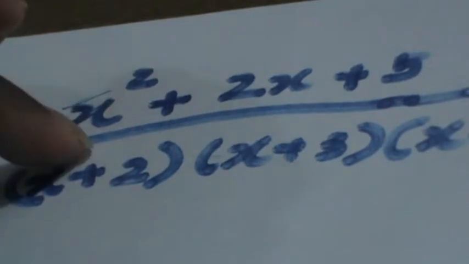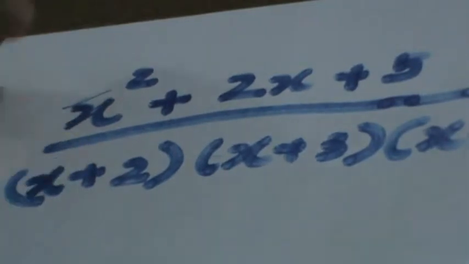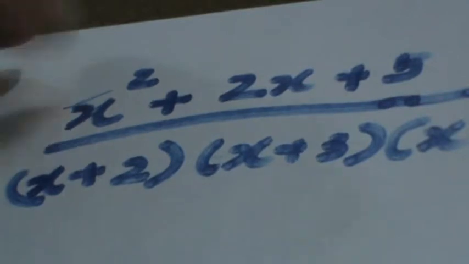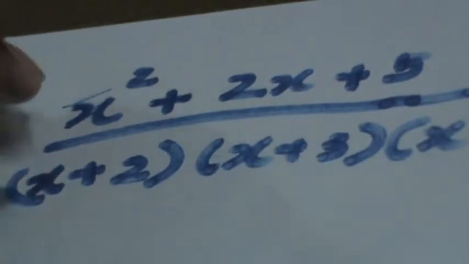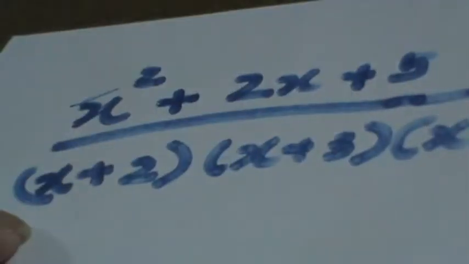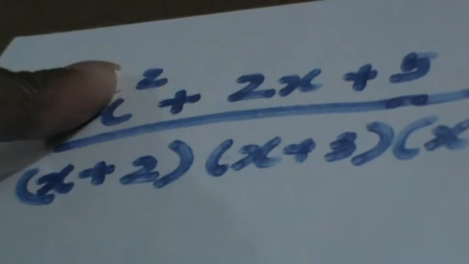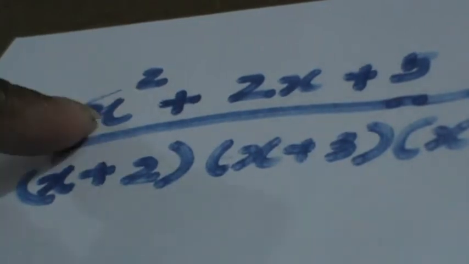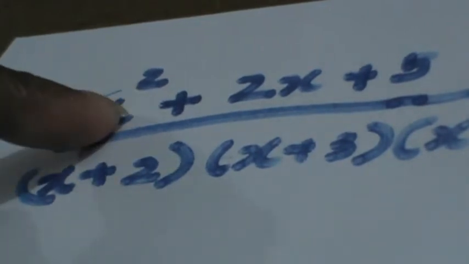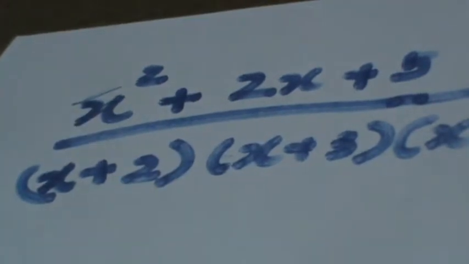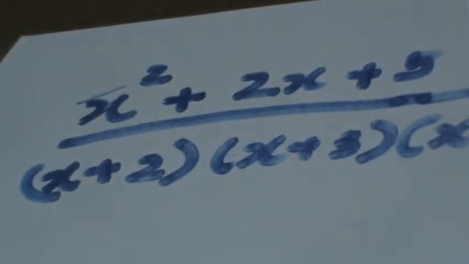partial fractions? First of all, you need to understand the difference of powers between the numerator and the denominator. The highest power of the numerator is 2 and the highest power of the denominator is 3, because when you multiply these three terms, you will get an x cube here. Since there is a quadratic expression, the highest power of the numerator is 2. So the difference of powers between the numerator and denominator is 2 minus 3, which is minus 1.